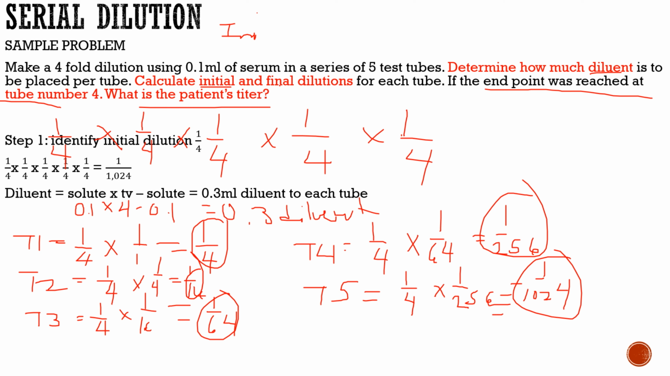So you are now able to identify ano yung diluent mo, which is 0.3 ml. Ano ang initial dilution mo, 1 is to 4. Final dilutions mo for each tube. Now you want to know the titer of tube number 4, wherein there was a reaction that occurred. So, ang titer nyo is the reciprocal, di ba, or the dilution factor. Therefore, class, the titer of the patient is 256.